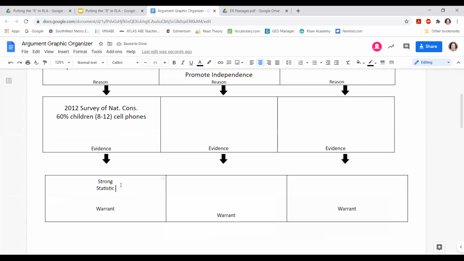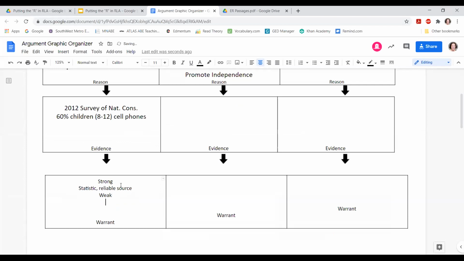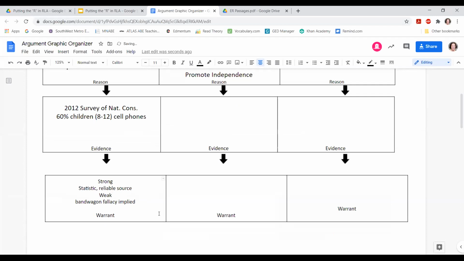statistic, so there's some data. We think the source was given, so there's a reliable source to it. We think we can believe that. Some of the students, especially those who really grasp the concept of a logical fallacy, have said they think the bandwagon fallacy is being implied. Okay, that the implication is because the majority of the children have cell phones, then it must be a good thing. So again, there isn't particularly a right or a wrong answer, but there's value in noticing both of those things.